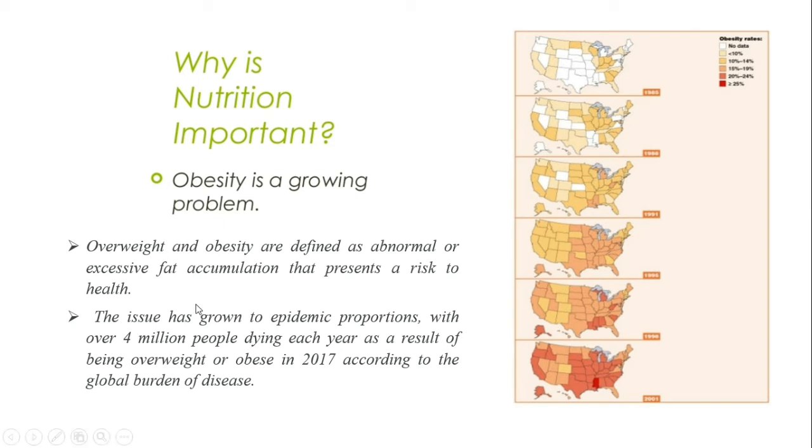The issue has grown to epidemic proportions because, according to the global burden of disease, about 4 million people die each year as a result of being overweight or obese. So it is a very critical or major issue to discuss. And by a proper knowledge of nutrition, we can overcome the situation, right?